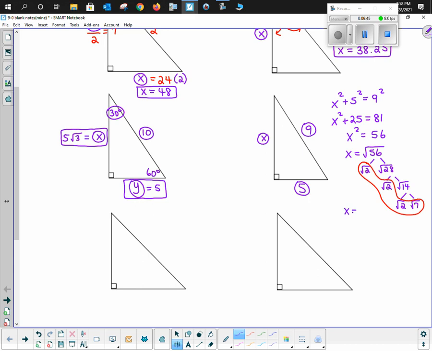If you need the extra step to see that this is 2 times 2 times 2 times 7 under the root, go for it. Okay, remember they come out in pairs. So that pair means 1 will come out, 1 will go away, right? And you're left with a 2 and the 7 that can't come out. So you're left with x equaling 2 root 14.